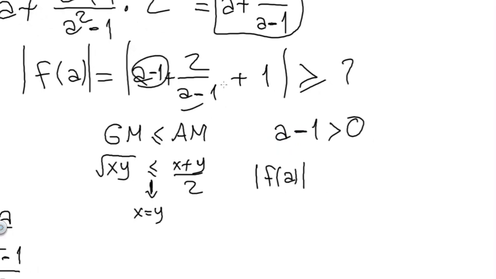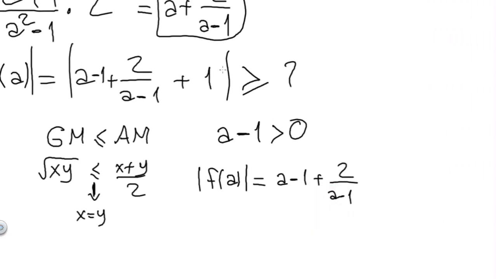So this is positive, this is positive, this is of course positive. So everything is positive, and FA is going to be equal to this thing, okay? A minus 1 plus 2 over A minus 1, and so I also have plus 1. So this is greater or equal than. I won't touch this one, okay? This is just the same. And I'm going to do the AM-GM inequality here.